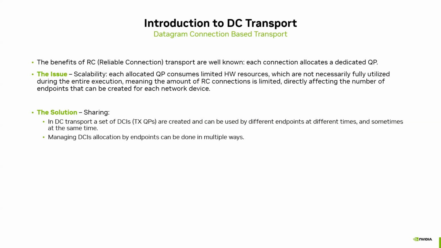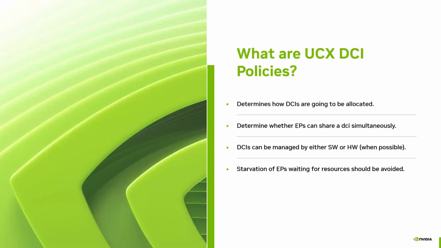So the idea in DC is that it's a datagram-based connection. Different endpoints can use different QPs at different times, because an endpoint is not necessarily active during the entire execution. So this will be a better utilization of the hardware resources. Any questions till now? I think probably not.